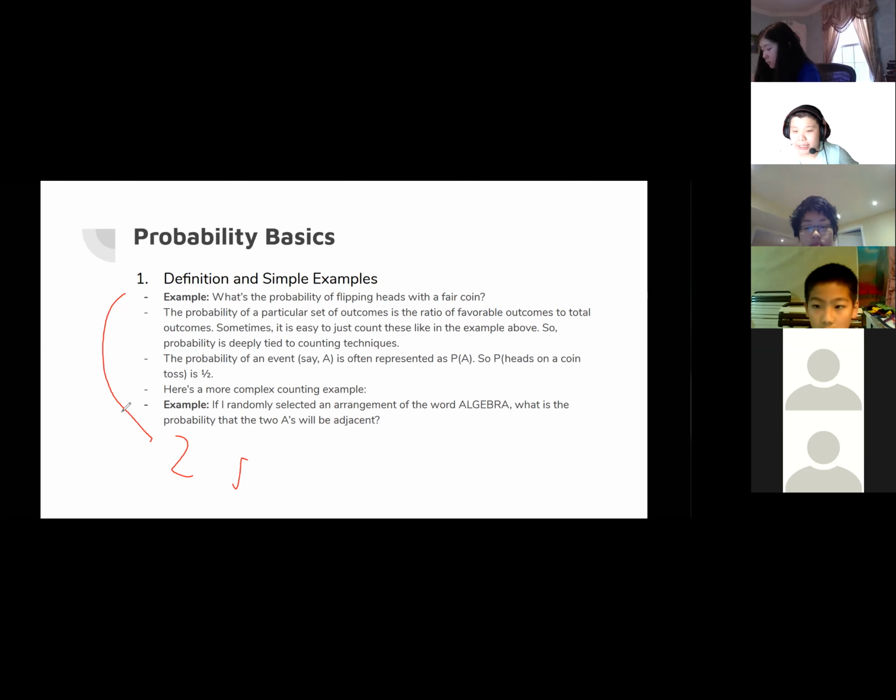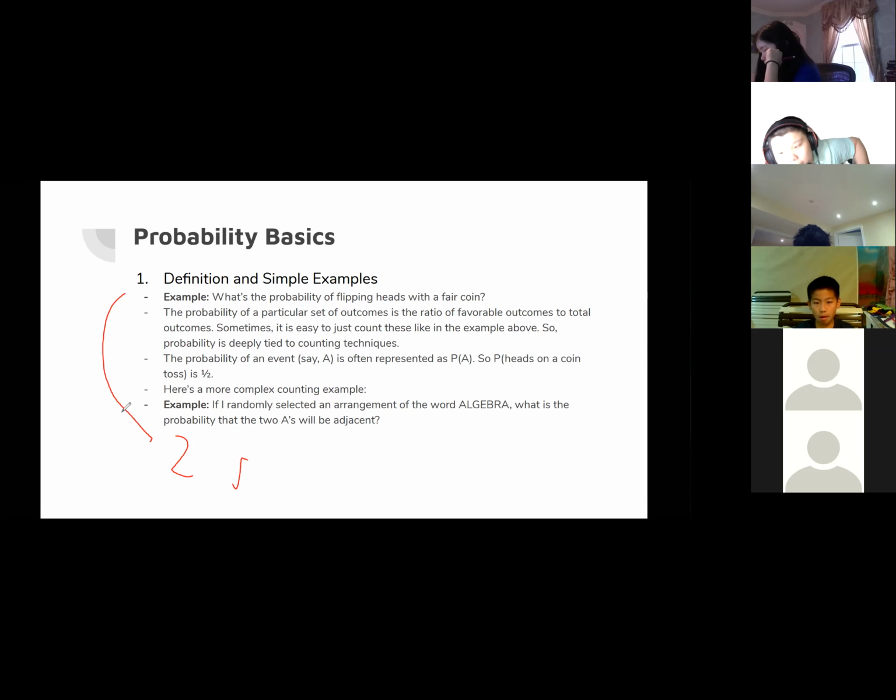So the probability that something happens is the ratio of the number of favorable outcomes to the total outcomes, assuming that every outcome has the same chance of happening. Sometimes it's easy to just count the number of favorable outcomes, like in the example above. There's just one of them, but otherwise, probability is going to be deeply tied to counting techniques and how you can count.